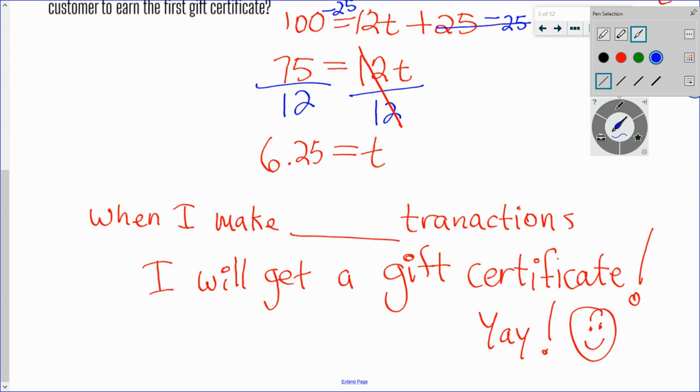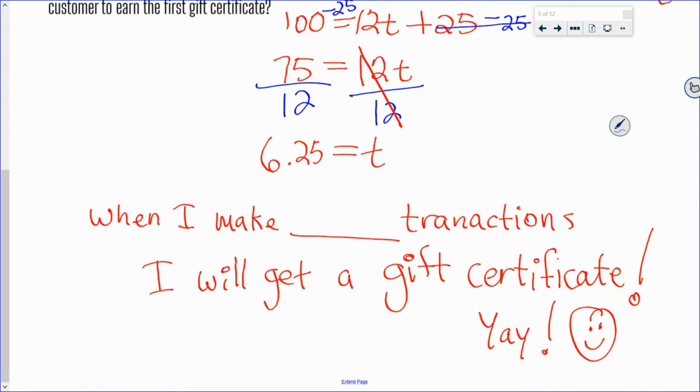Do what? No? You say 8? Yeah. 6. 6? No? I say 4. When I make blank transactions, the temptation for me would be to answer, when I make 6.25 transactions, because I solved that equation, right? But that answer would be wrong. Why? Because you can't get half of a purchase. Yeah, I can't do 0.25 of a purchase, can I?